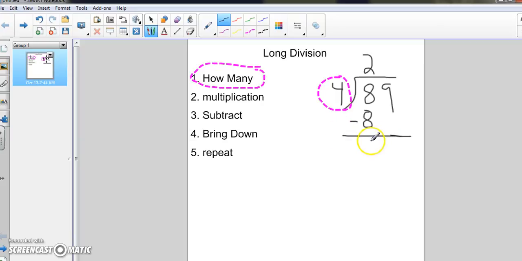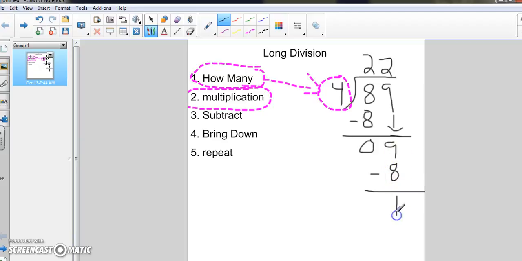Subtract. 8 minus 8 is 0. Bring down my 9. Well, how many 4's go into 9? Well, 4, 8, 12. 12's too high. So only 4, 8, 2 times, it goes into 9. So 2 times 4 now is 8. Remember, for how many and multiplication, this is your key number. So anyway, 2 times 4 is 8. Subtract. 9 minus 8 is 1.